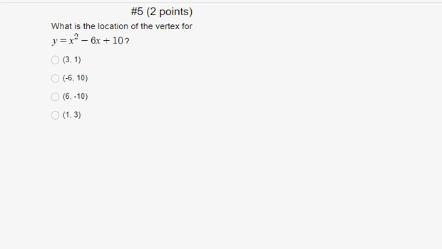Next up, what is the location of this vertex? We are in standard form, so to get our vertex, first of all, we need to know what is our axis of symmetry. So our axis of symmetry, x equals -b divided by 2a. So we have a negative, and b is -6 divided by 2 times a is 1. So that negative becomes a positive. 6 divided by 2 is 3. This gives us the x-coordinate of our vertex.